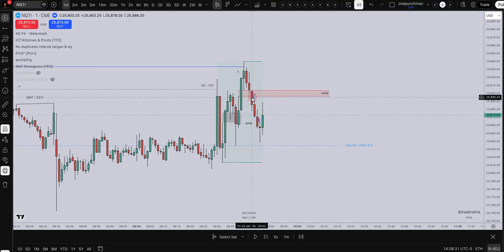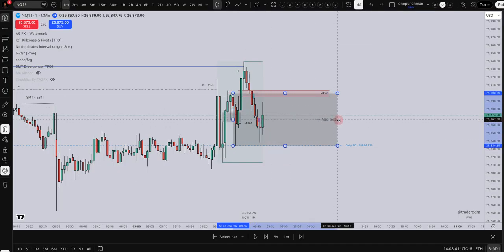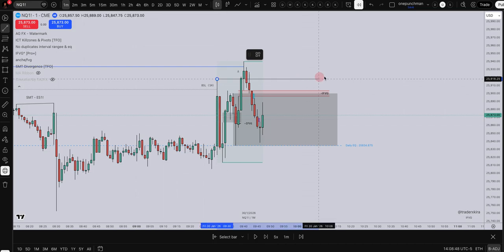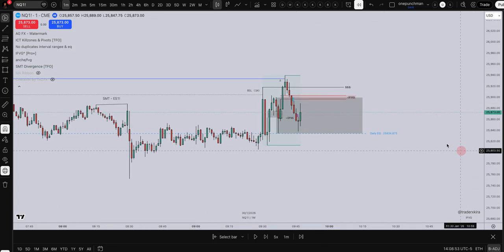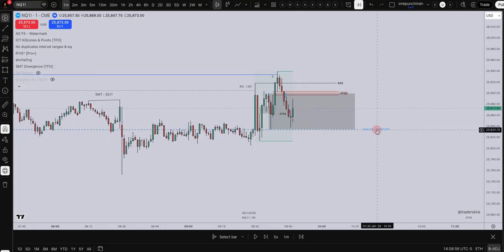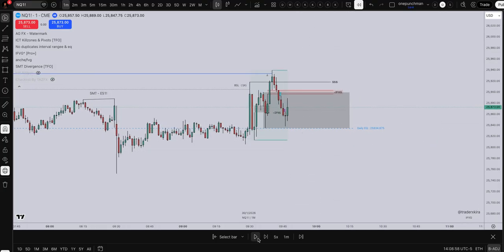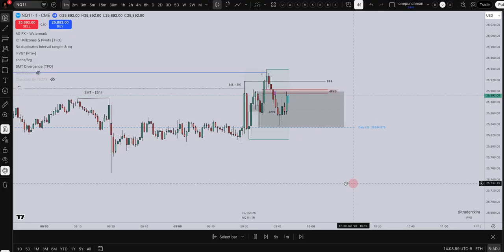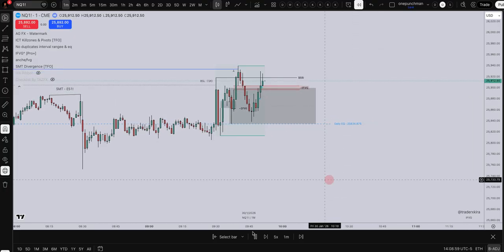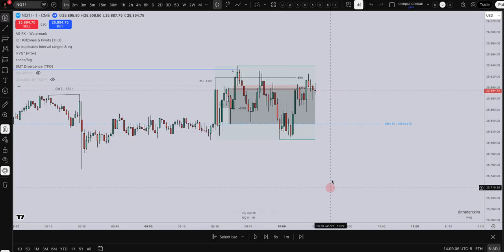So we know where my entry was. My entry was around here, and I already secured my TP right here. If I'm looking for that unicorn, though, that unicorn has to start around here. Here is the breaker block. Here is the liquidity sweep. And here's the daily EQ. Now I just want to show you something. Okay, so I hit pause right there.